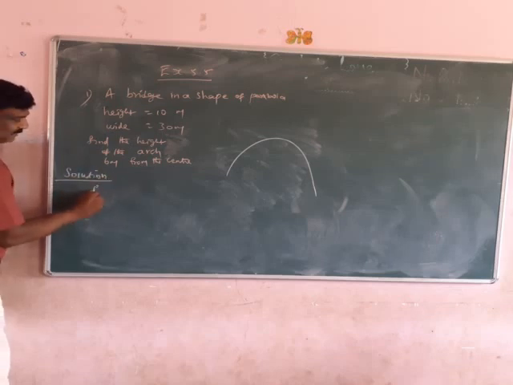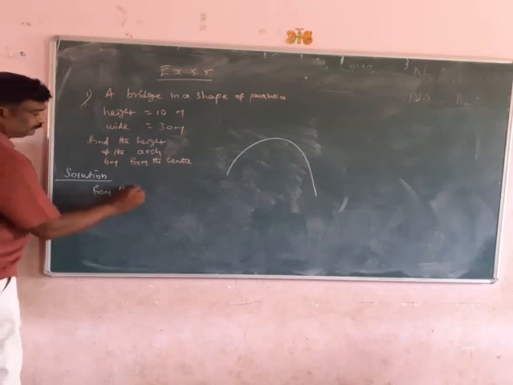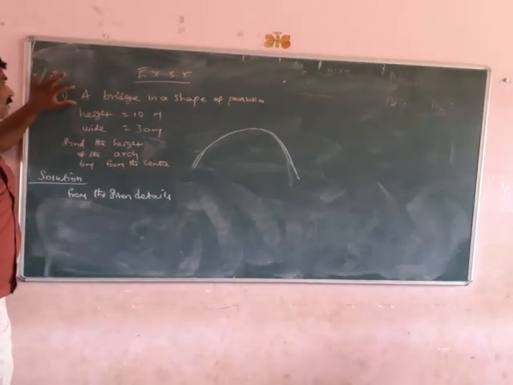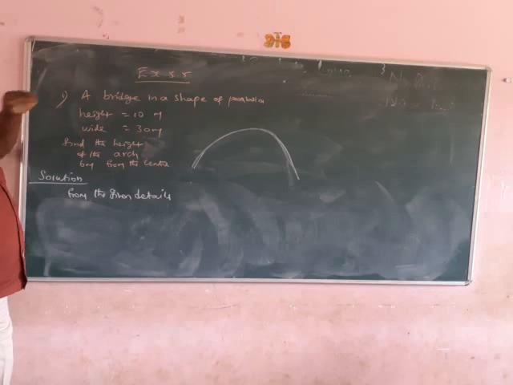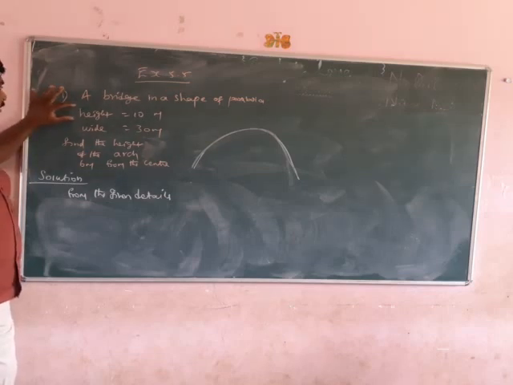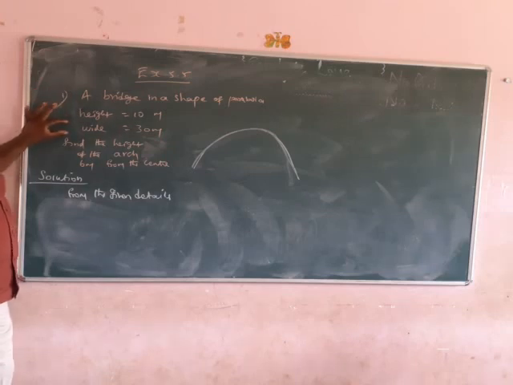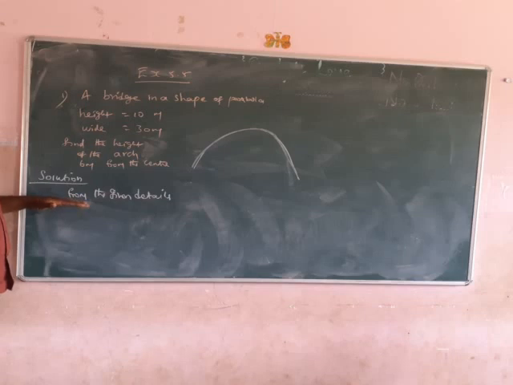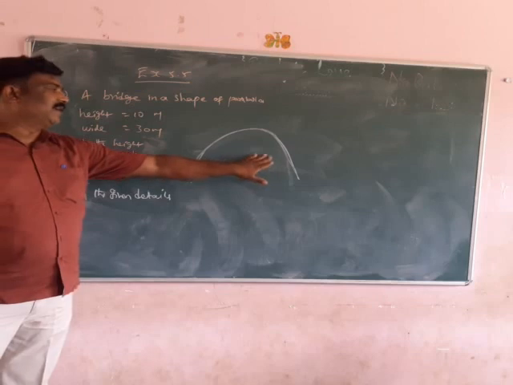From the given details, listen here, the bridge is in the shape of a parabola. The height is 10 meter in the center, and the width is 30 meter. We need to find the height of the arch 6 meter away from the center. So from the given details, let me assume the parabola is open downward. So the diagram is like this.